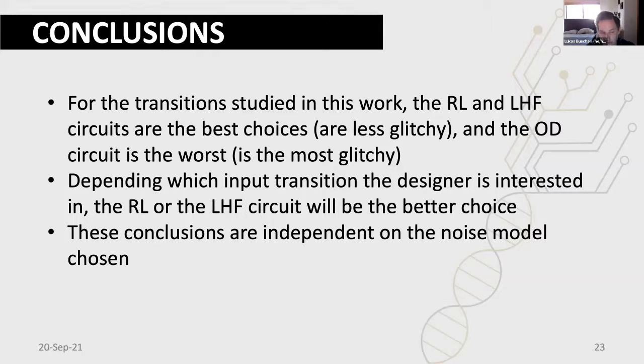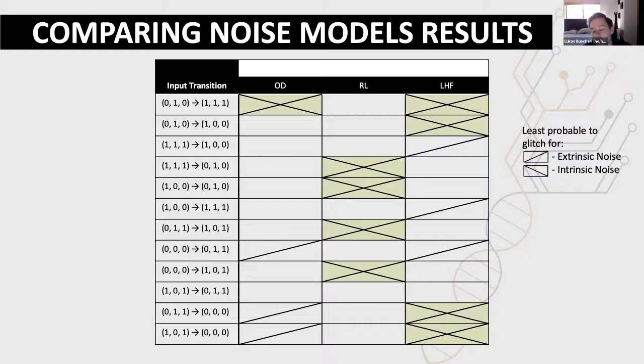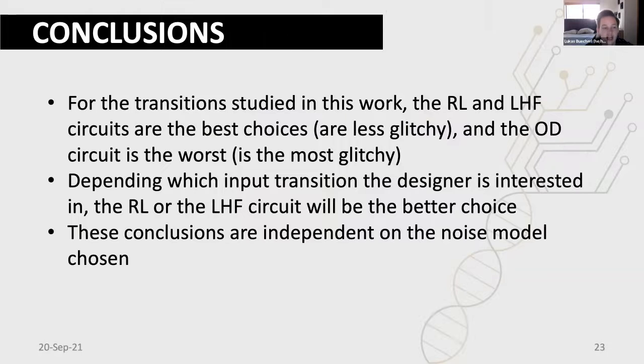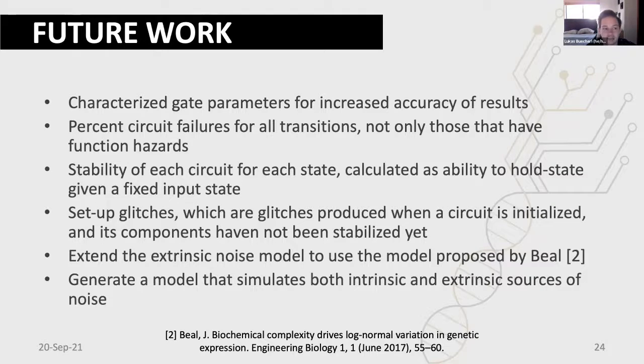Also, always an important point in this glitching behavior analysis is that it's important what input transitions the designer is interested in. What we mean by that is if we look here, and for our reporter, we mainly use the first 2 and the last 2 input transitions, then obviously we would choose a logic hazard-free design. If we're more interested about all the transitions we have in the middle there, then we would probably choose the redundant logic design. So there's also a very important point, what input transitions are actually needed. But it's also interesting that these conclusions are independent on what noise modeling we choose, because both for the intrinsic and the extrinsic noise modeling, the redundant logic and logic hazard-free one outperform the original design.